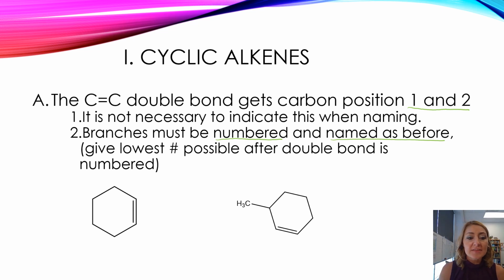All right, in this first one, we have 1, 2, 3, 4, 5, 6. So this is a cyclo, and we're going to use hex, and because it has a double bond, we're going to call it hexene. So it doesn't really matter here if I count this as 1, 2 in purple or 1, 2 because there's nothing else to number here. We also don't have to say that. That is a given in the name. When you have cyclohexene, we know that the double bond is in positions 1 and 2.